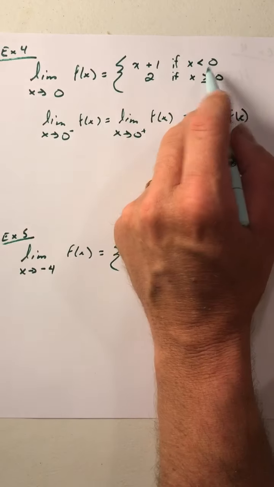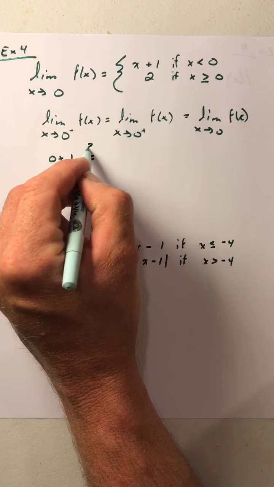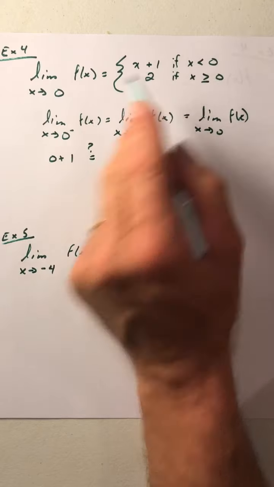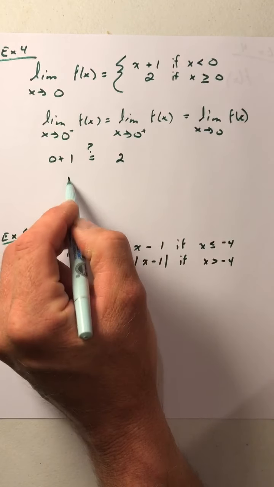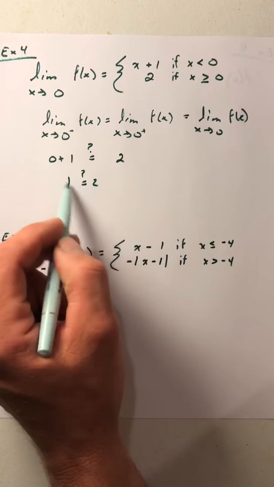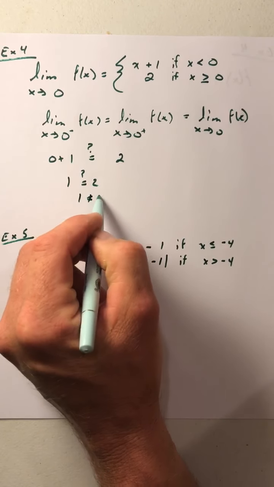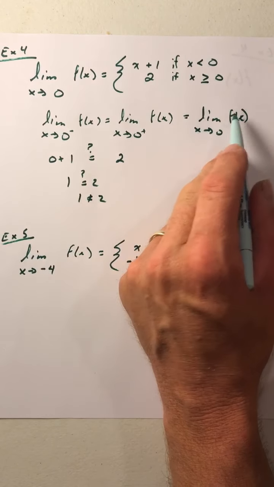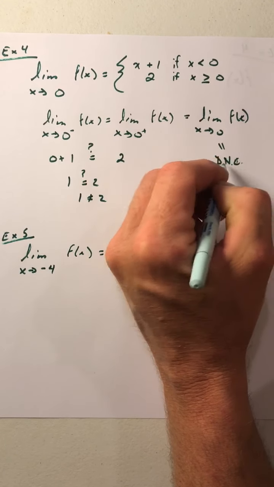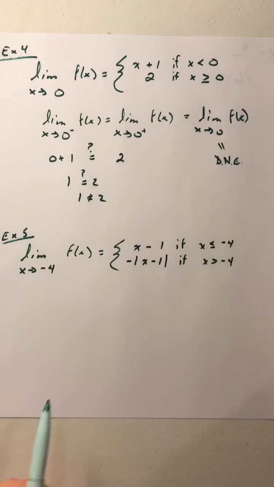From the negative side here, I'm looking at x plus 1, so I'm looking at 0 plus 1. And I want to know, does that equal what I get when I plug in 0 on the right side, from the positive side? In that case, I get 2. Does 1 equal 2? That's not true. Since 1 does not equal 2, obviously, the limit as x goes to 0 of f of x does not exist. Again, in order for it to exist, these two values would have had to have been the same.